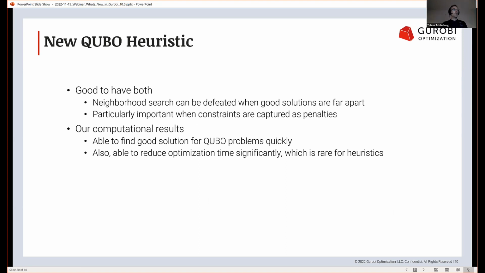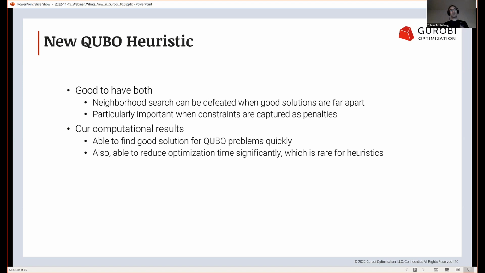Okay, so why have two heuristics? Well, it's always good to have multiple things because sometimes the one works well, sometimes the other. In particular, the neighborhood search of the taboo search can be defeated when the good solutions are very far apart. And this is particularly important when constraints are captured as penalties, right?